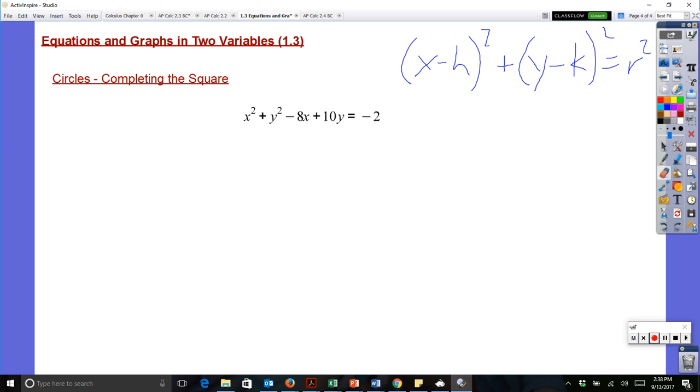From there, what we want to do is group our variables. So I'm going to have my x squared minus 8x. I'm going to leave a space. Then I'm going to have my y squared plus 10y. Going to leave a space, equals negative 2.